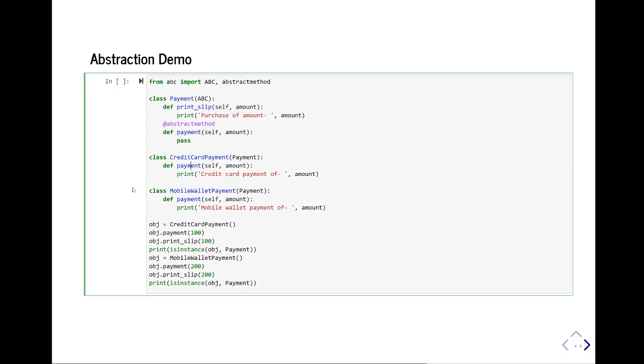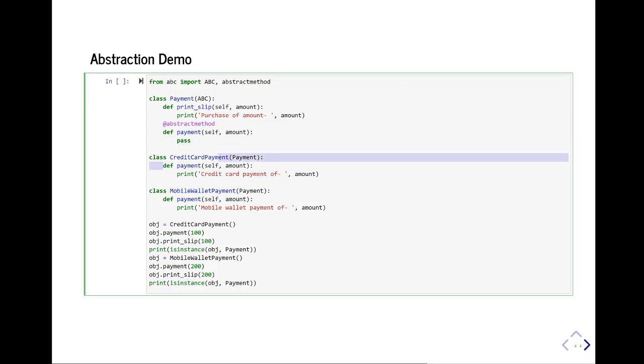We can then inherit Payment for a credit card payment. We consider Payment to be our base class, and now we're going to start inheriting from there. So our credit card payment is going to have all this stuff, but then we're going to go ahead and override the payment method that came in from the abstract method.